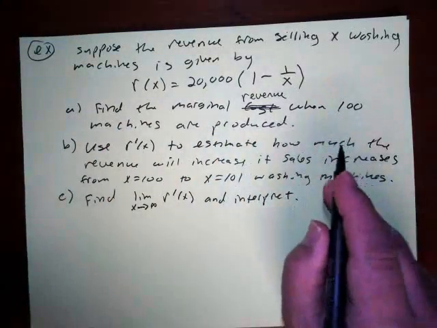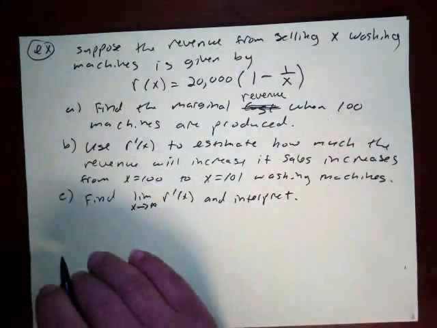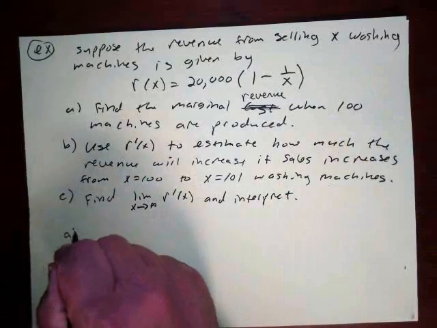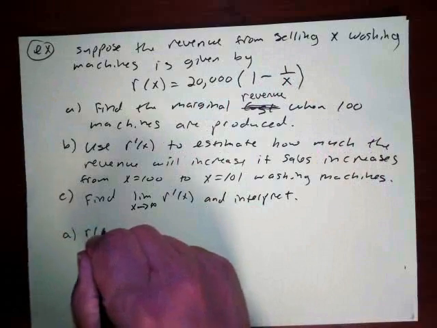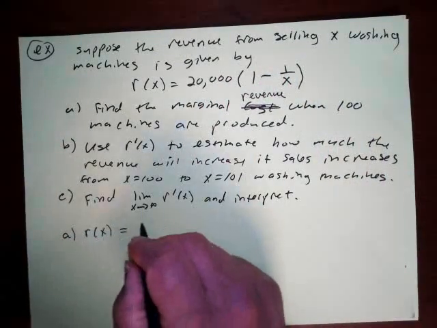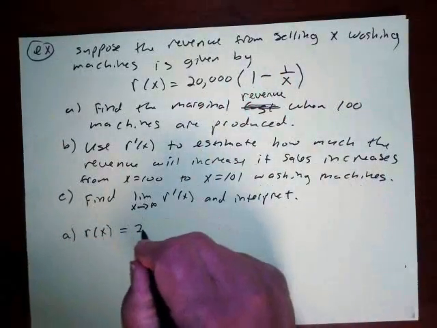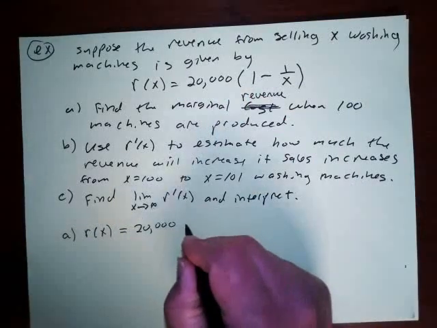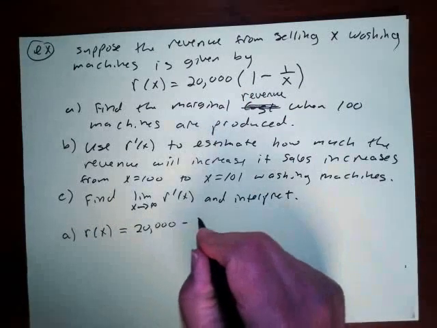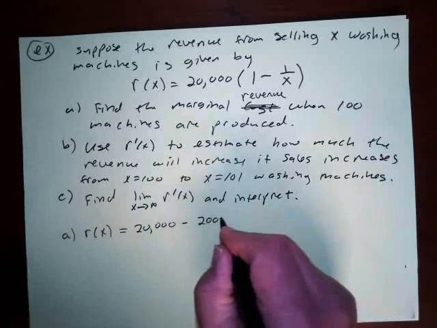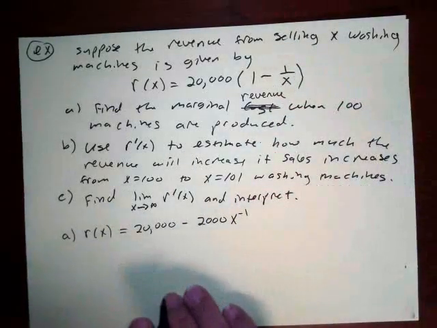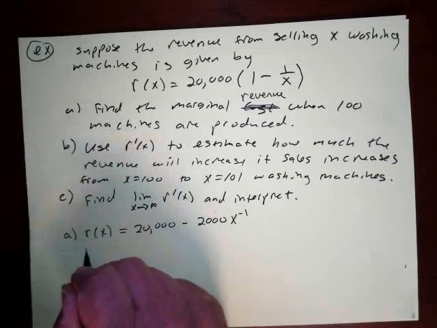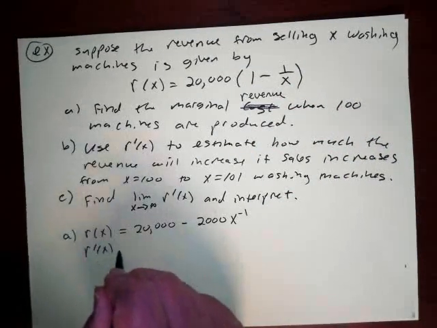So the marginal revenue is that rate of change of the revenue. Part A says find the marginal revenue when 100 machines are produced. So basically you're just taking the derivative of R of x. I'm going to distribute that 20,000 over, I think that's the easiest way to do this, and then write this 1 over x as x to the negative 1. Now I'm going to find the derivative.